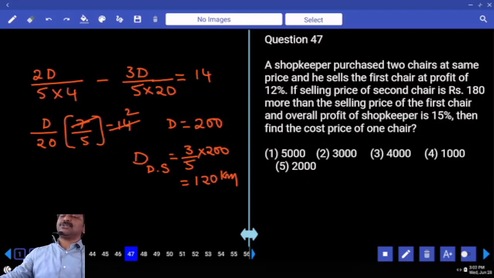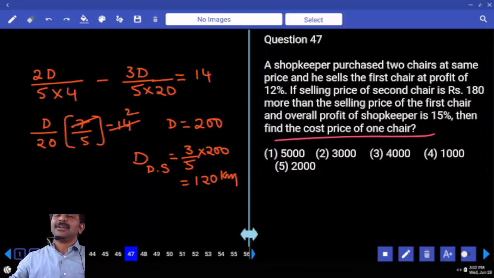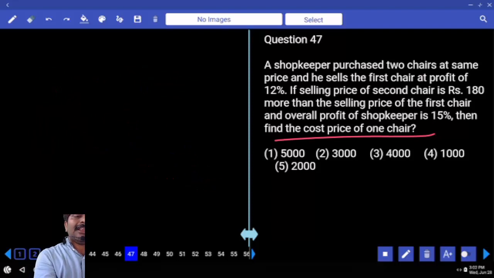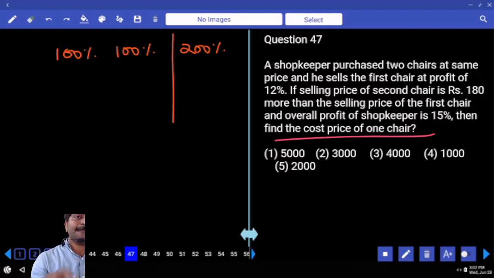A shopkeeper purchased 2 chairs at the same price. Purchased at same price, what do you mean by that? Cost prices are same. And he sells the first chair at a profit of 12%. The selling price of the second chair is 180 more than the selling price of the first chair. And overall profit of shopkeeper is 15%. Then find the cost price of one chair. That means 100%, that's what we need to calculate. Correct? Now, let me start with cost price of each item as 100% and then 100%. Total cost price 200%. Correct?